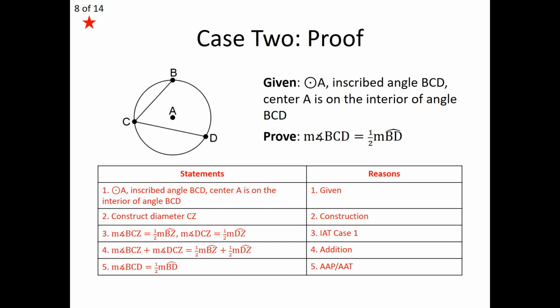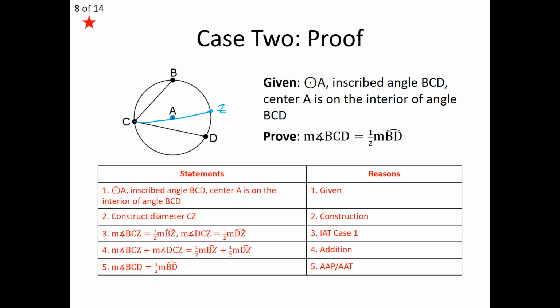So now we'll move on to case 2. Same setup as before, as we just saw on the last slide. Again, we're going to prove the measure of angle BCD is equal to half the measure of arc BD, but we have a better tool for us to use in this case: the inscribed angle theorem, case 1. Let's see how we can take that and use it to our advantage. The very first thing we're going to do, once we've got this diagram set up and given in step 1, is construct a diameter from point C through point A to the other side, and we'll call the point where it intersects the opposite side of the circle point Z. So again, we're going to construct this diameter CZ.